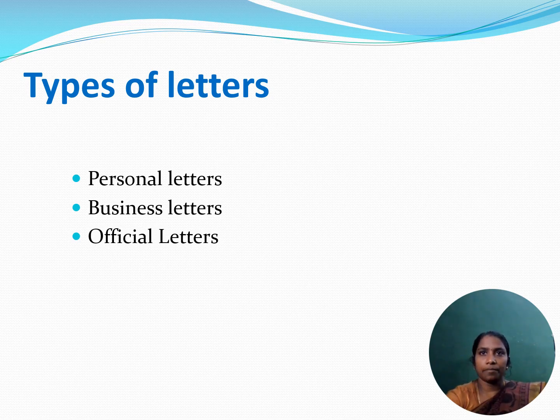The last type of letter is official letter. An official letter is a formal communication used in governmental or institutional context. It is typically written by or addressed to an authority such as a governmental official, an organization, or an institution, and is used for official purpose. For example, letters from government departments, letters of appointment, notice letters, letters to authorities regarding public concerns, and formal requests for official information or action.